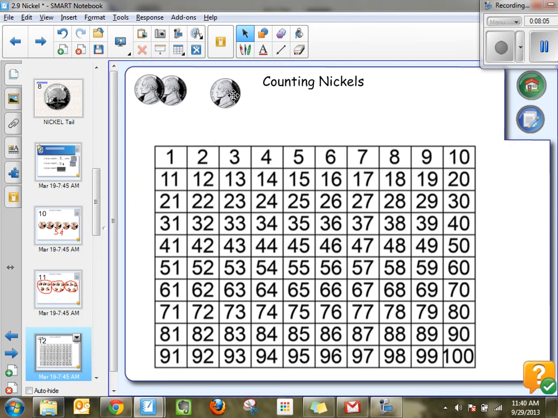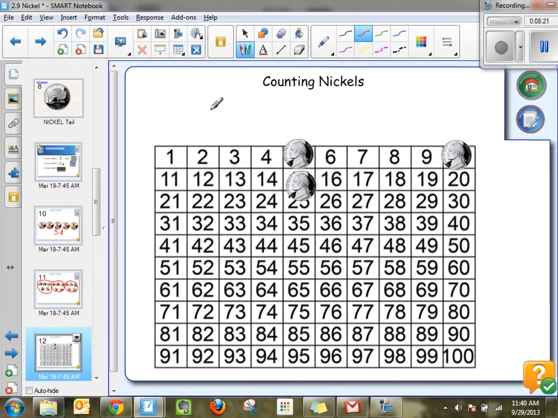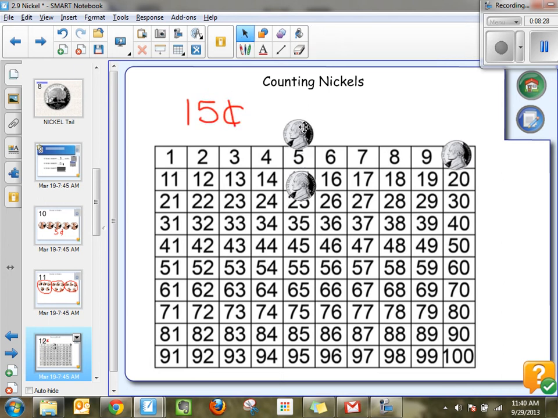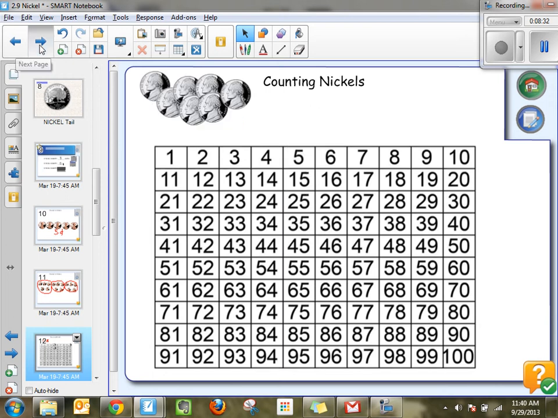So what I'm going to do is 1 nickel would be worth 5, so I'm going to put it on 5. Another one would be worth 5, so I'll put it on 10. And then this one would be worth 5, so I'd be 15. So we would count these 3 nickels as 5, 10, 15. So these 3 nickels would be worth 15 cents. And the reason we're skip counting by 5s is again because a nickel is worth 5 cents. So let's try another one.